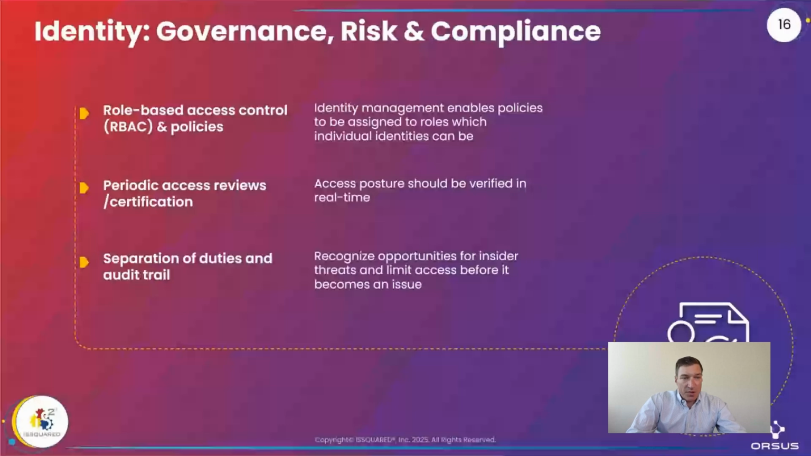Risk governance and compliance. We see this through the introduction of role-based access control and contextual policies, where identity management enables policies to be assigned to roles which individual identities can be. We see periodic access reviews and certification, where access policies should be verified in real time. And we want to do this for certifying not only that our security is as expected, but we want to make sure that the user identity is available when needed. The idea of separation of duties and audit trail recognize opportunities for insider threats and limit access before it becomes an issue.